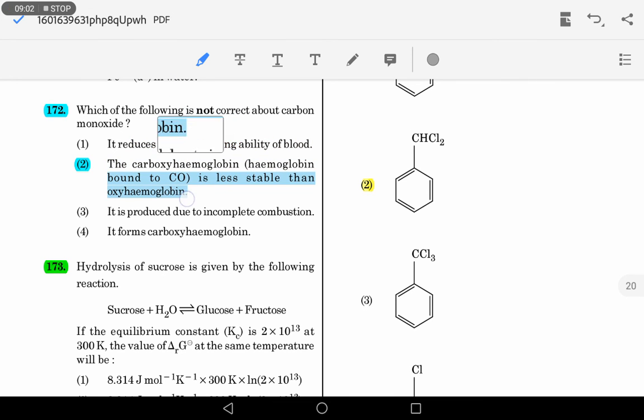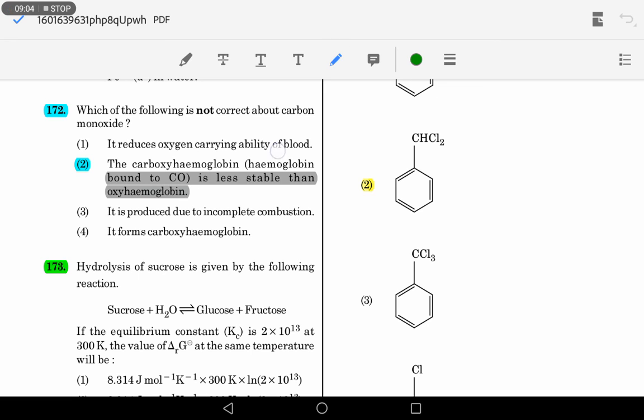It reduces oxygen carrying capability of blood. Oxygen carrying, sure, it definitely reduces. The carboxyhemoglobin is hemoglobin bound to carbon monoxide. It's less stable than oxyhemoglobin. It is produced due to incomplete combustion is correct. Complete combustion produces carbon dioxide. Incomplete produces carbon monoxide. It forms carboxyhemoglobin. So it's a direct hint from the second option.